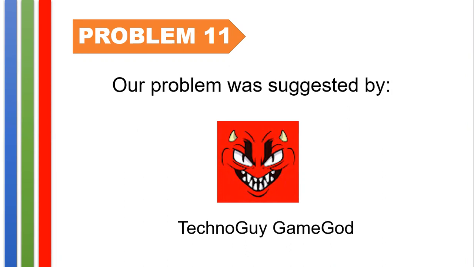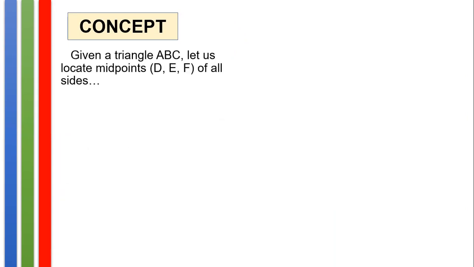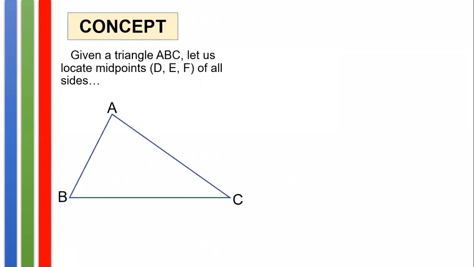Before I divulge the solution, it's important that we know the concept of a circumcenter. Suppose you are given a triangle ABC. Let us locate the midpoints D, E, and F of all the sides. Say you have this triangle here. Since D, E, and F are midpoints, and by definition a midpoint divides a segment into two equal parts, we could say that these segments, having the same number of tick marks, are congruent to one another.